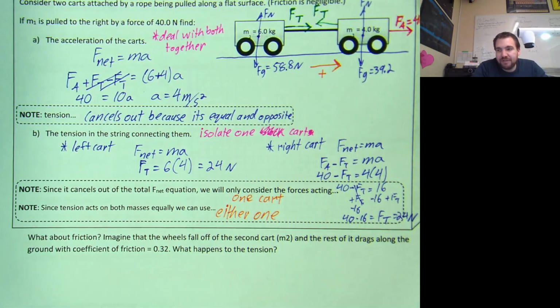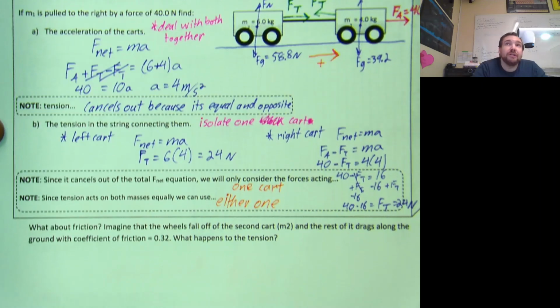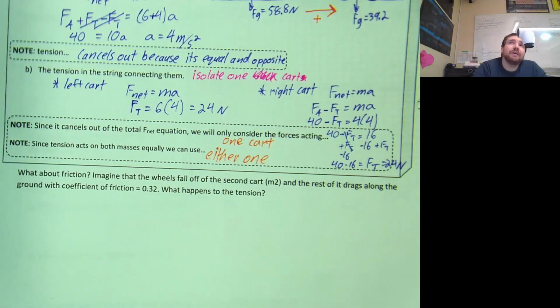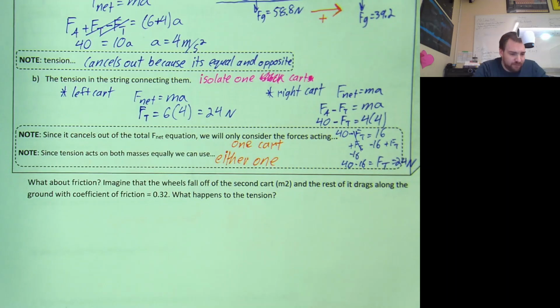What about friction? Why wouldn't we bring friction into this? Well, because it's just another thing. Let's imagine that the wheels fall off of cart number 2 and it drags along the ground with a coefficient of friction of 0.32. What happens to the tension?